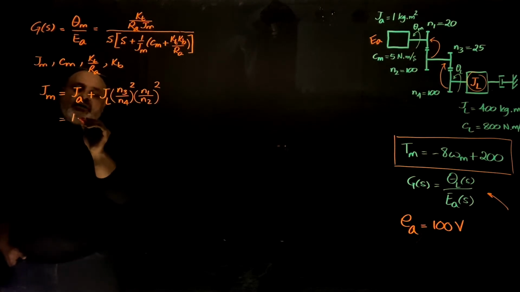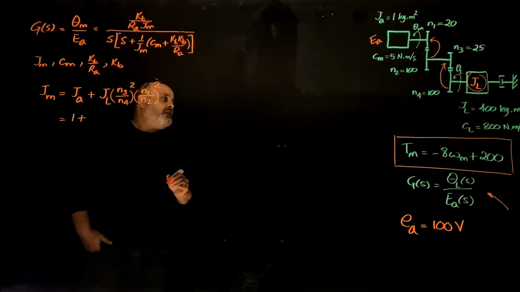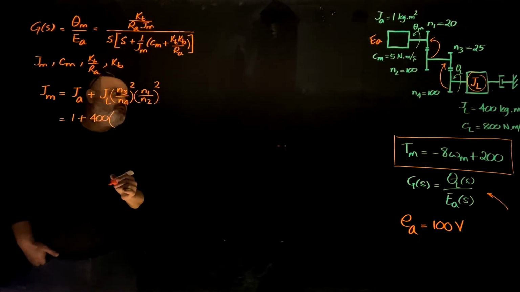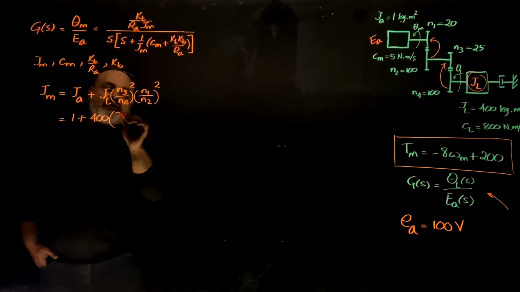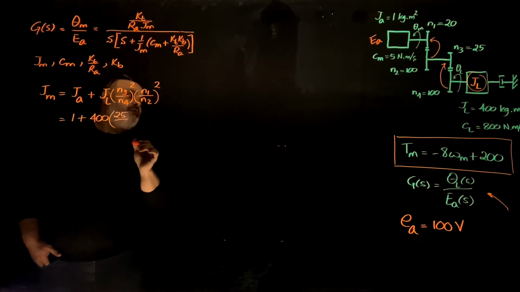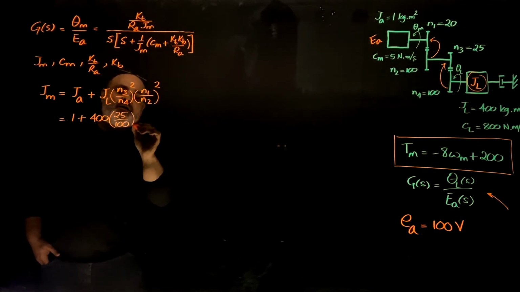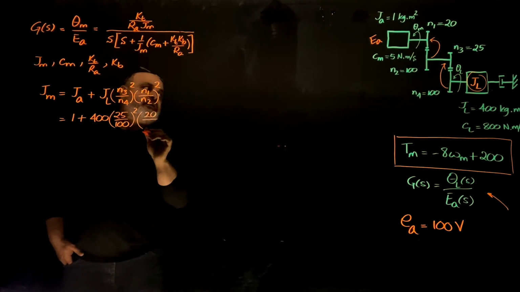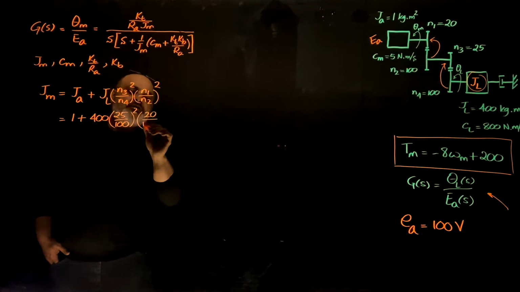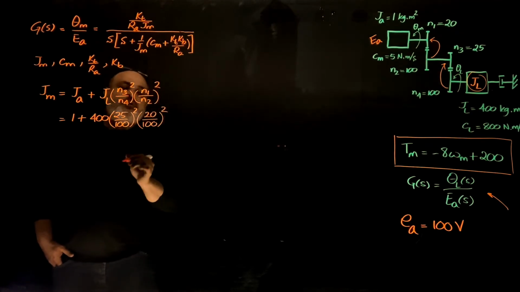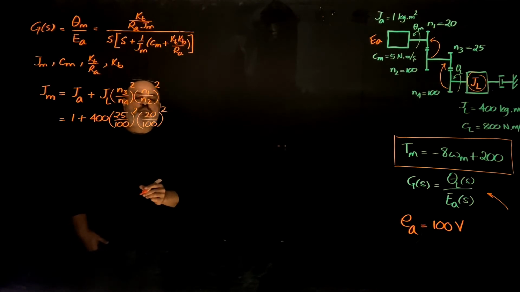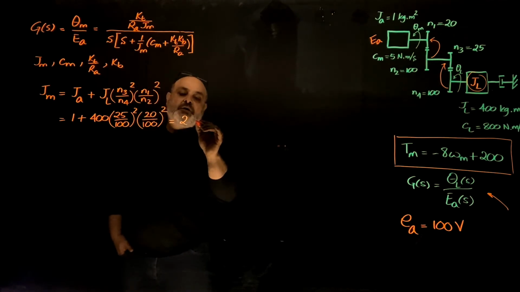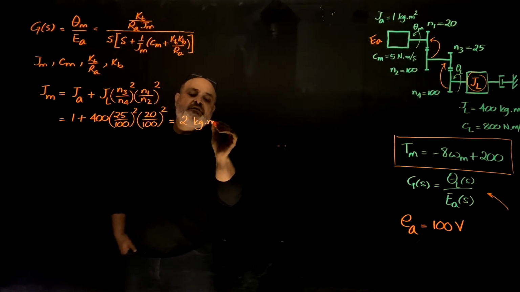1 plus J load is 400, N3 is 25 divided by N4 is 100, all squared. N1 is 20 divided by N2 is 100, all squared. And that will add up to 2 kilogram meter squared.